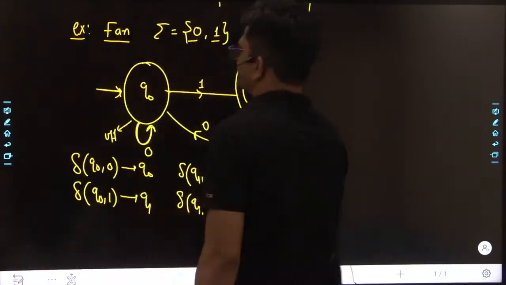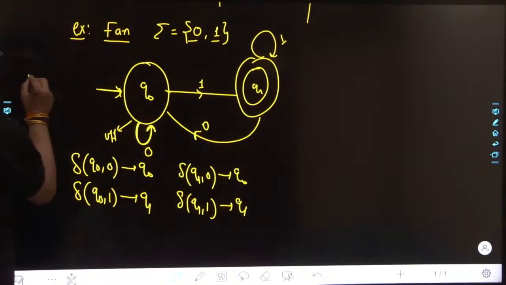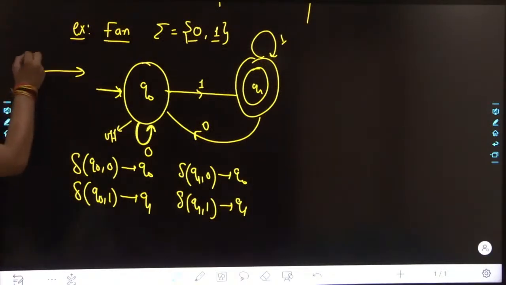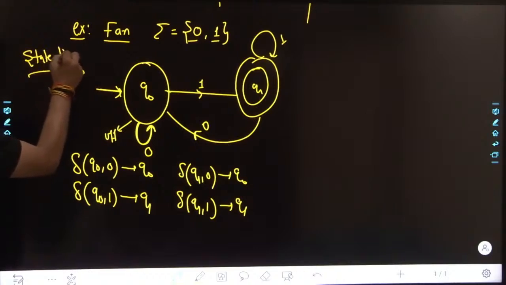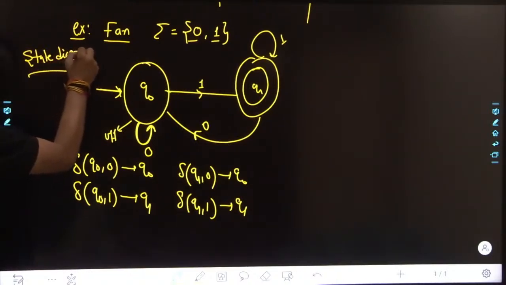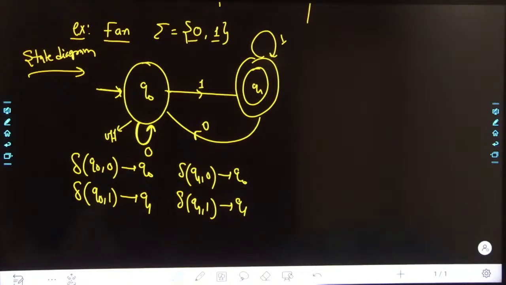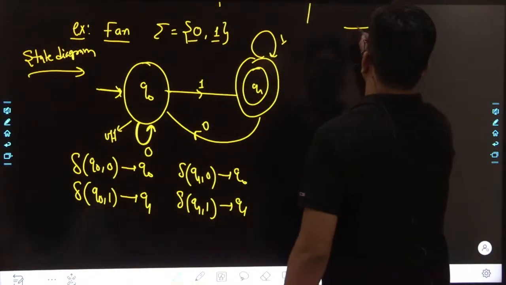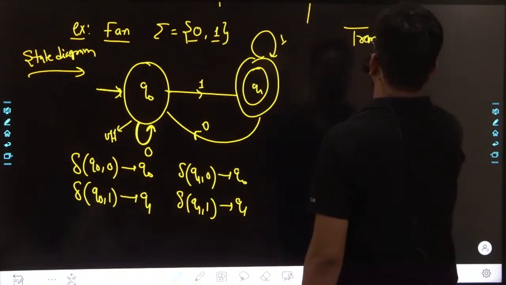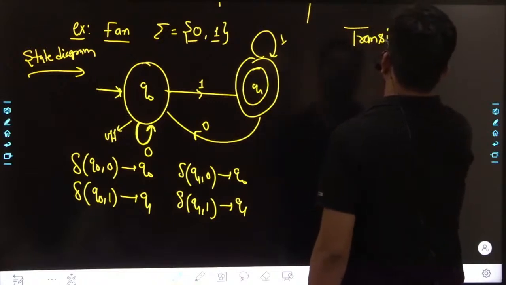Now, this is known as a state diagram. Another representation is known as a transition table.